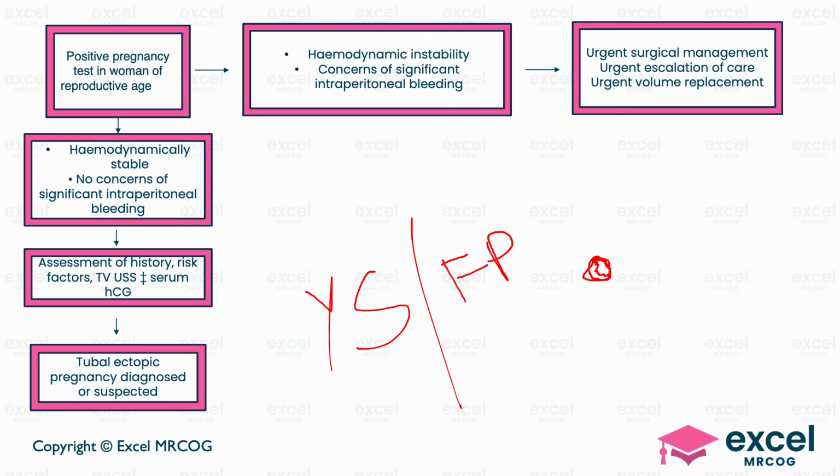It would be a suspected ectopic pregnancy when there is just an inhomogeneous mass, which is the most common finding in ectopic pregnancy, or just a cystic structure in the adnexa. Then it would be a suspected ectopic pregnancy. When we see a yolk sac or a fetal pole in the adnexa, then we know that it is a diagnosed ectopic pregnancy. So based on ultrasound, we know whether it is suspected or diagnosed.